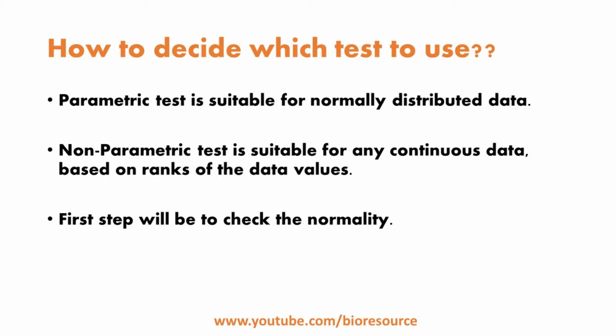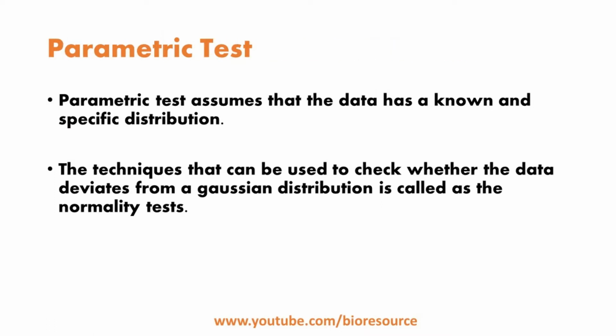The first step is to check the sample for normality, whether it follows a normal distribution or not. That is the first step we need to do before using parametric or non-parametric tests for the analysis. The parametric test assumes that the data has a known and specific distribution, also known as the Gaussian distribution. And if the samples are not following a Gaussian distribution, then non-parametric tests must be used for the analysis.